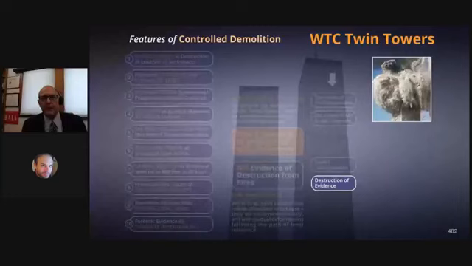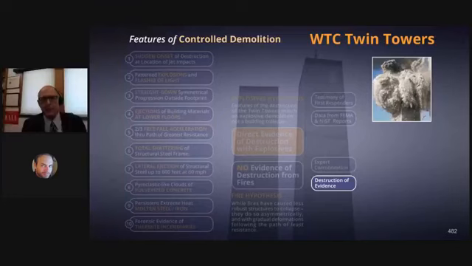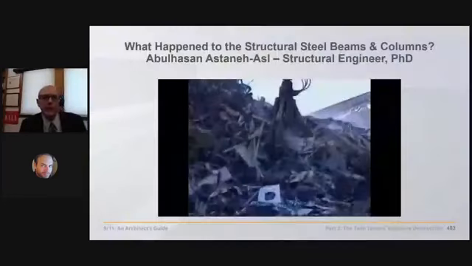What about the evidence? The evidence in a crime scene. Surely it was preserved. Here's Abul Hasan Astani Azal, a structural engineer with unlimited access to the site while it was there, the steel in the landfill. He had a National Science Foundation grant.